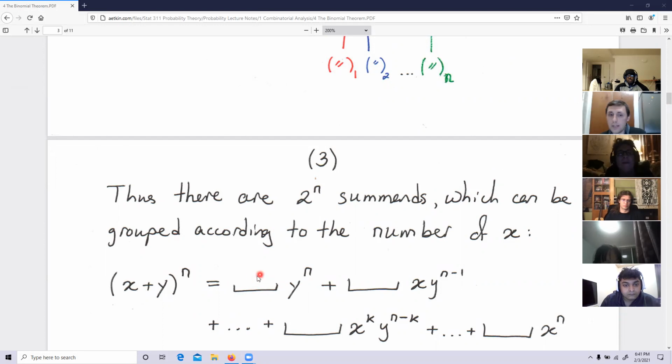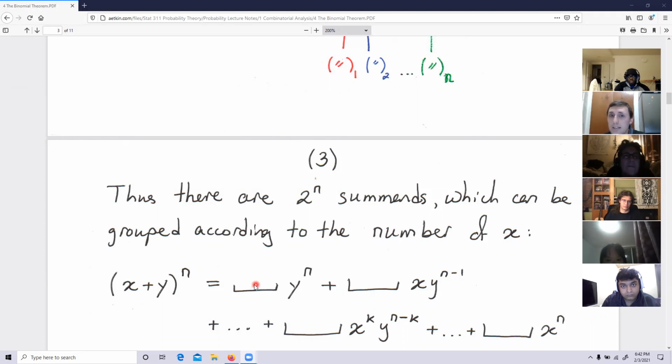So how many ways to create Y to the N? What do you think? What's the coefficient that goes here? Careful, how many ways to create Y to the N? It means the first parenthesis had to contribute Y. The second parenthesis had to contribute Y. All of them had to contribute Y. So there is exactly 1 way to do that, right?